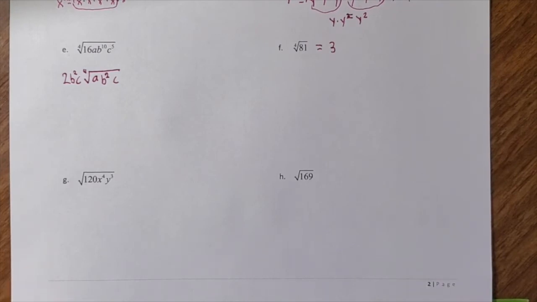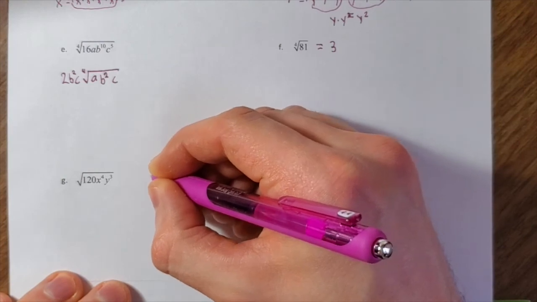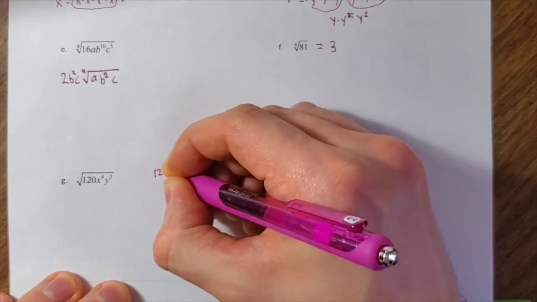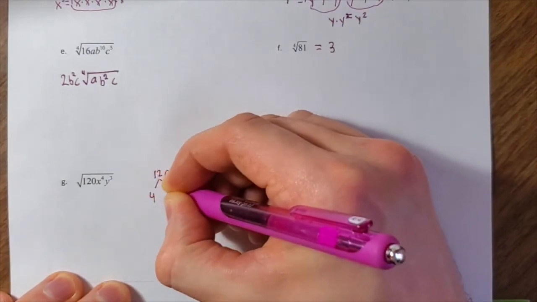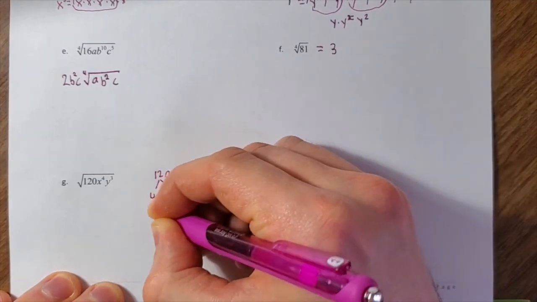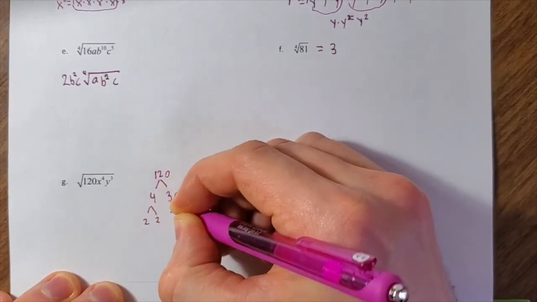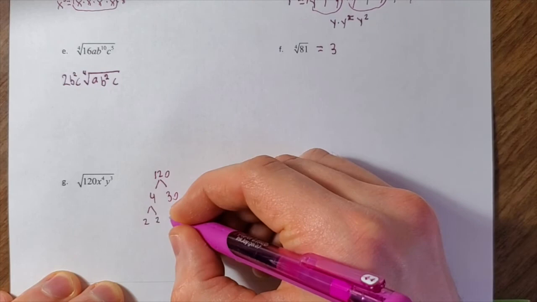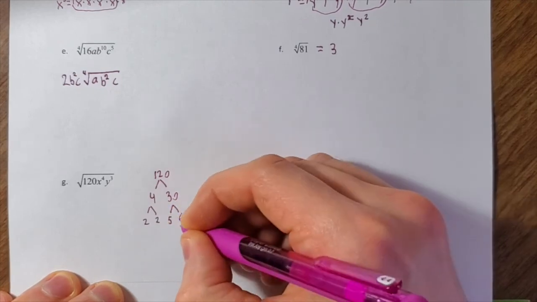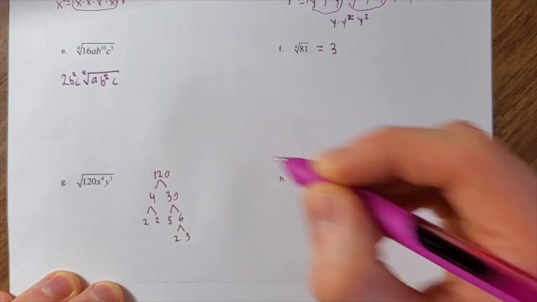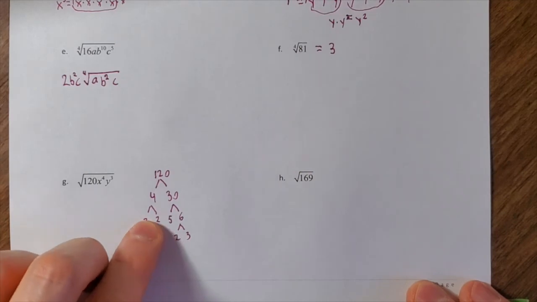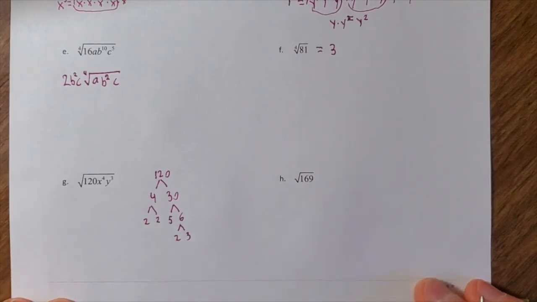So 120, let's break that down. We could say 120 is equivalent to 4 times 30. And then 4 becomes 2 and 2. 30 becomes 5 and 6. And 6 becomes 2 and 3. So we've got one group of 2 2's there that we can pull out.